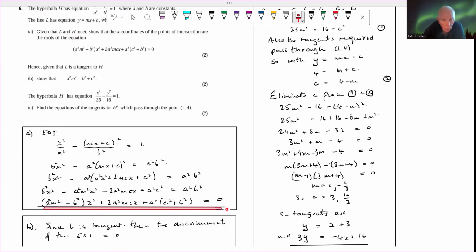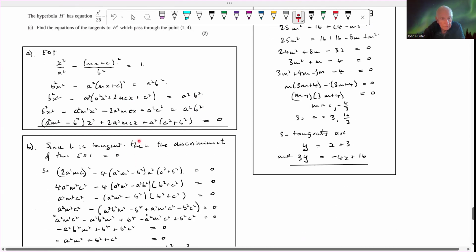We've got this quadratic here. This is the coefficient of x squared. This is the coefficient of x, and this is your constant. It's in quadratic form equals 0. Okay, so that's that. Hence, given that L is a tangent to H, show that a squared m squared equals b squared plus c squared.